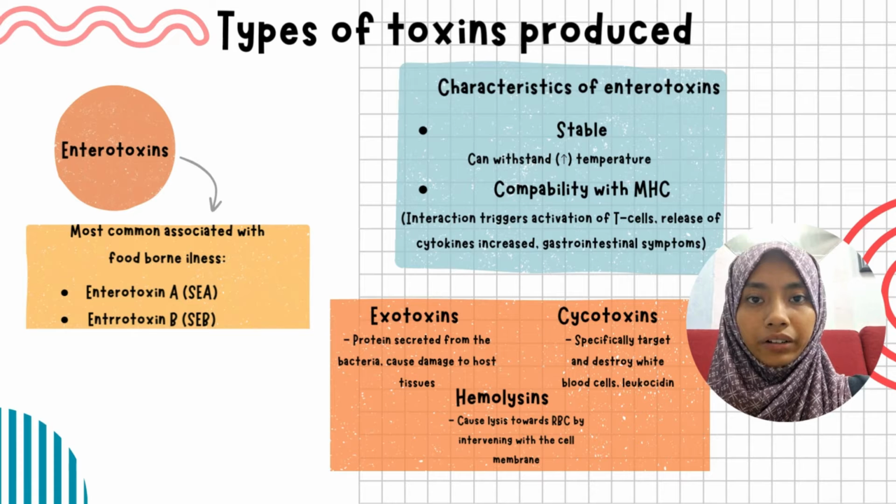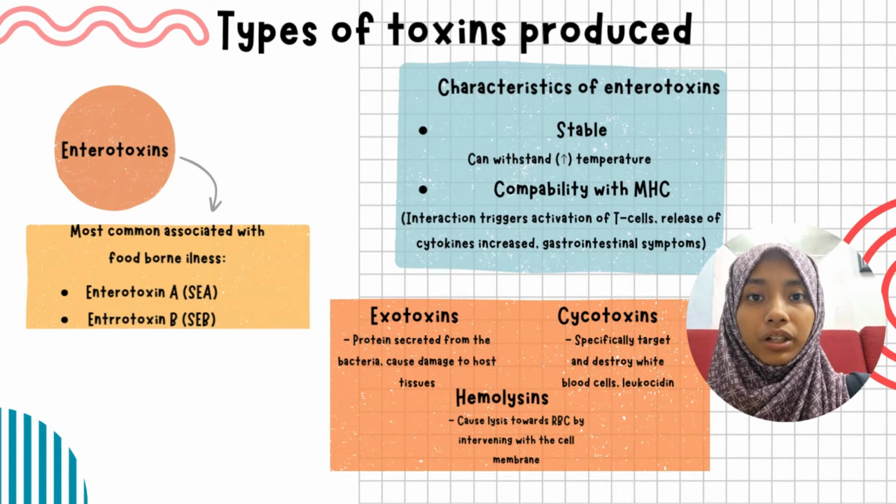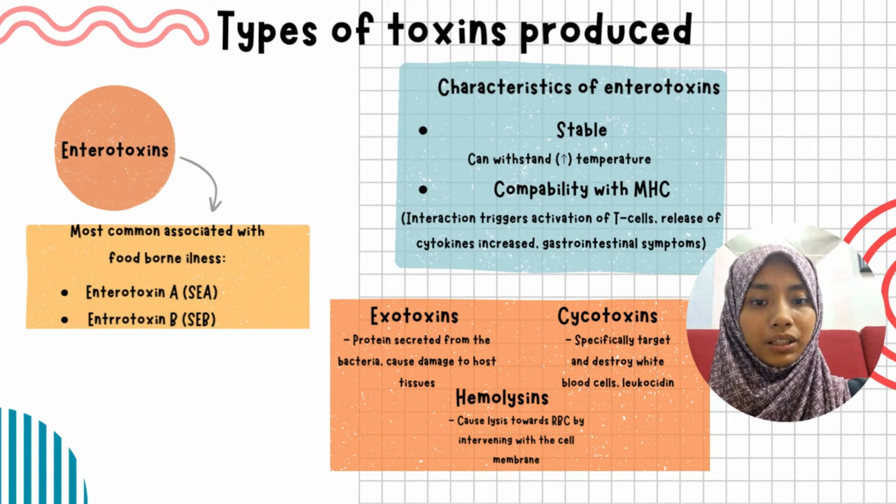Staphylococcus aureus has some characteristics that play a crucial role in its ability to cause disease, such as being heat stable and able to withstand high temperature, which allows it to survive processes like cooking that usually would kill other bacteria. Other than that, certain toxins, which are enterotoxins, an example of exotoxins, have high compatibility with the major histocompatibility complex, MHC. The interaction between the toxin and MHC will trigger the activation of T cells, which results in an increased number of cytokines, and this cytokine storm can cause gastrointestinal symptoms such as nausea, vomiting, and diarrhea. Common enterotoxins associated with foodborne illnesses are enterotoxin A and enterotoxin B, which will be explained further by the next presenter.